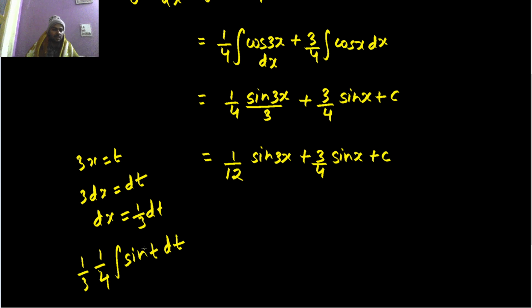Now integration of... okay, this was cos, not sine. So this was cos t. Okay. And 1 by 3 comes out. So integration of cos t is sine t. So 1 by 12 sine t. Now again, replacing this t by 3x, we will be getting 1 by 12 sine 3x. That's what you are getting from here also.